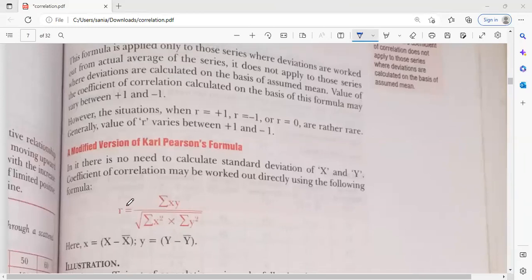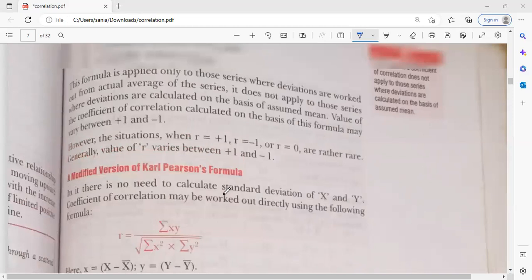We will quickly write it down, which is r equals summation of xy over the square root of summation of x square multiplied by summation of y square. How to calculate x? Small x is big X minus the mean, and y is big Y minus the mean. So you will write, modified version of Karl Pearson.